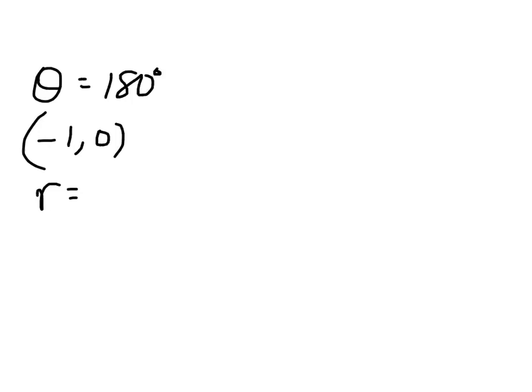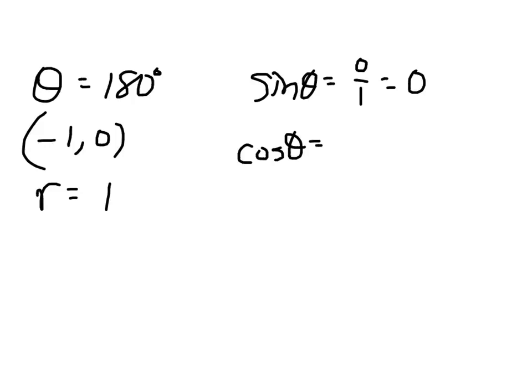So, if I said that theta was at 180 degrees, what ordered pair is associated with 180? (-1, 0), and what's the radius for all of them? 1. So sine of theta, what's the y coordinate? 0 divided by 1. What's 0 divided by anything? 0. Good. Cosine of theta is the x coordinate, which is -1 divided by the radius, which is 1.